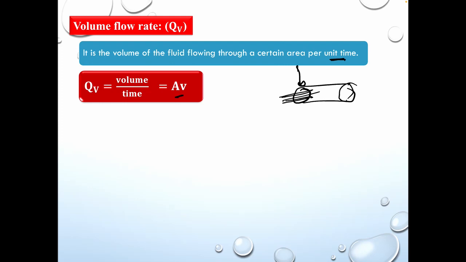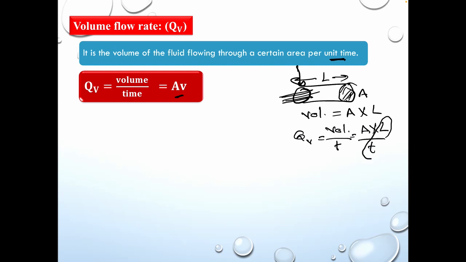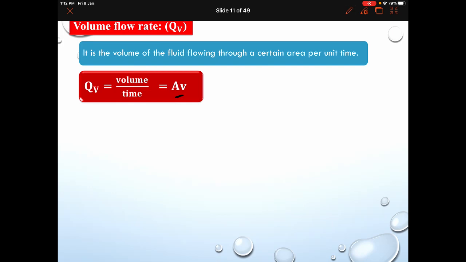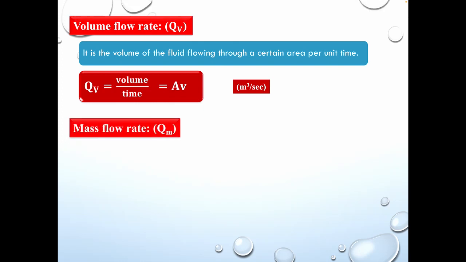Where does this rule come from? Area times velocity. The volume of this tube equals area times length, this area times length. Okay, what about QV? QV equals volume over time. Volume means area times length. Over time, length over time equals velocity. So QV equals AV. This is about the QV. What is the measuring unit of QV? QV is measured by unit, which is meter cube per second.